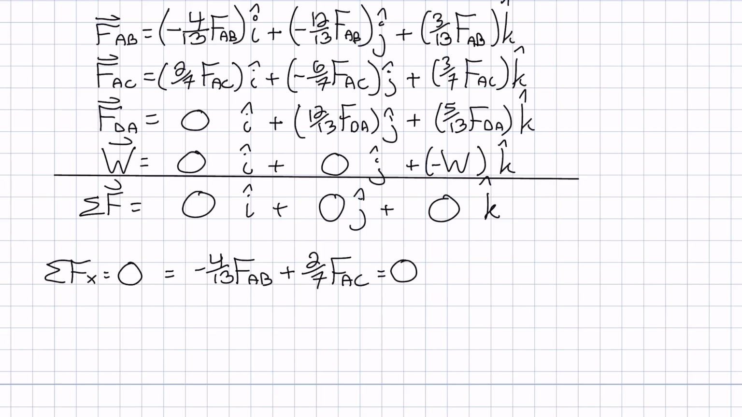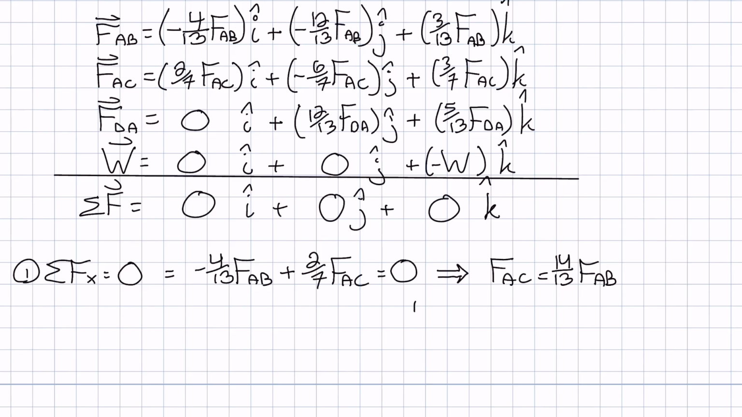I'll call this equation 1, but let's take a look at what equation 1 actually shows us. When I move everything to separate sides, I can find a relationship where FAC is equal to 14 over 13 FAB. Now notice 14 over 13 is greater than 1. So this tells me that FAB has to be smaller than FAC, because if you're taking the value of FAB and multiplying it by a number greater than 1, then FAC is going to be the larger number. So FAC is going to be the bigger tension of the two ropes.